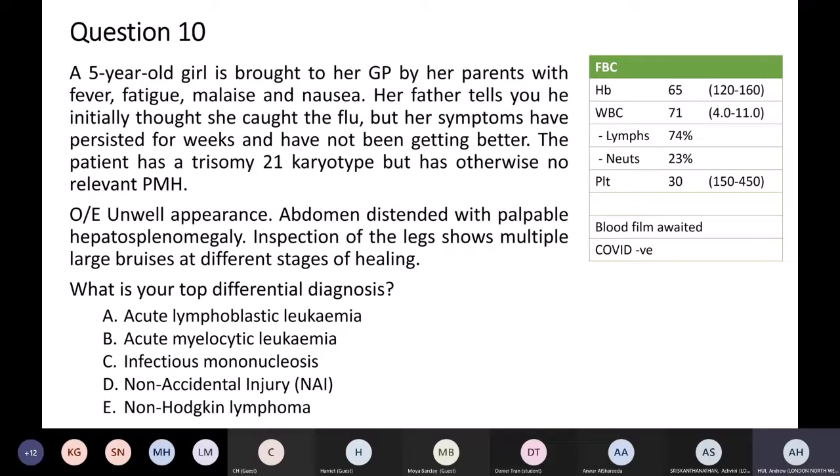On examination, the patient is unwell in appearance. The abdomen is distended with palpable hepatosplenomegaly. Inspection of the leg shows multiple large bruises at different stages of healing. What is your top differential diagnosis?